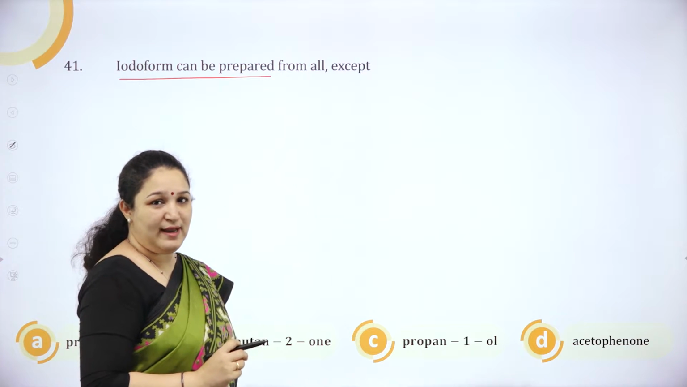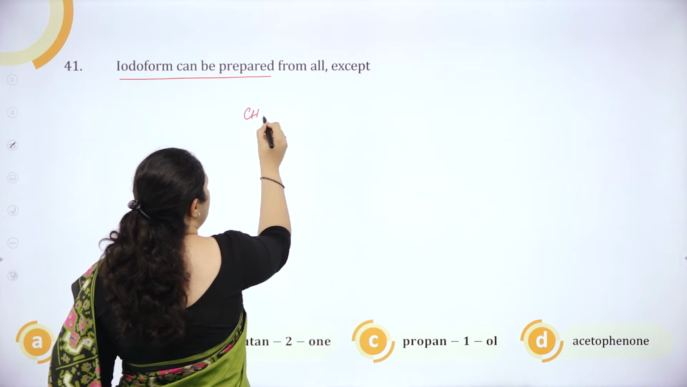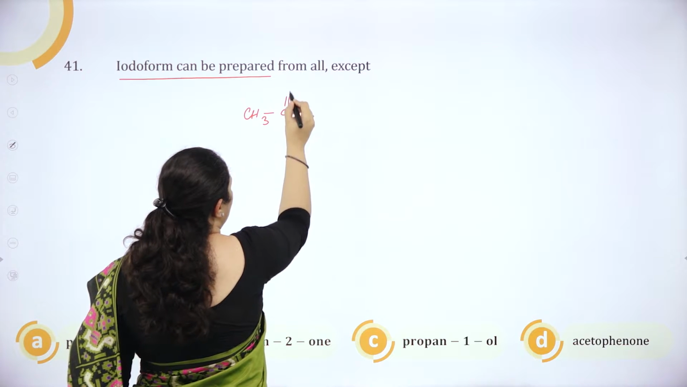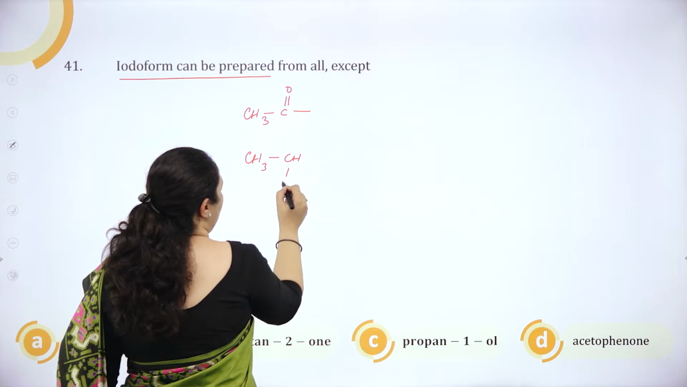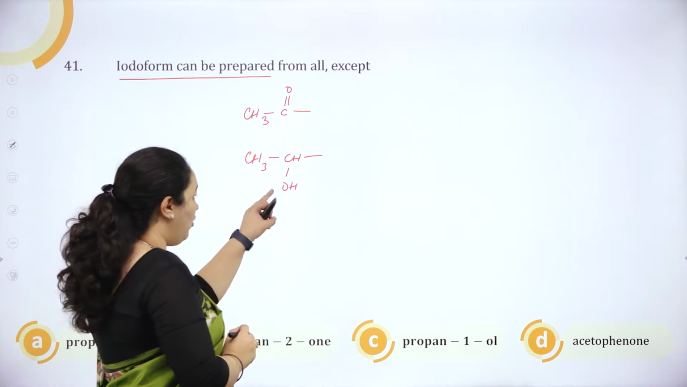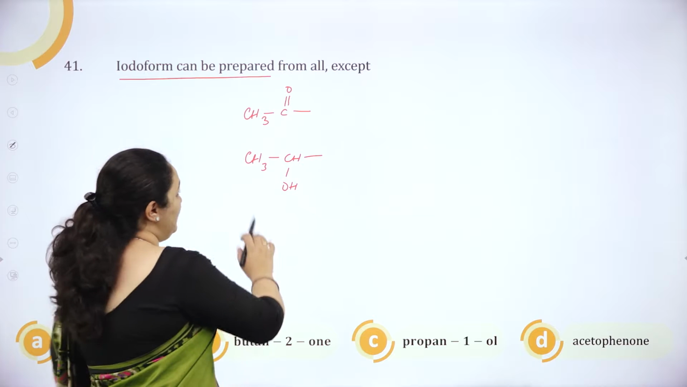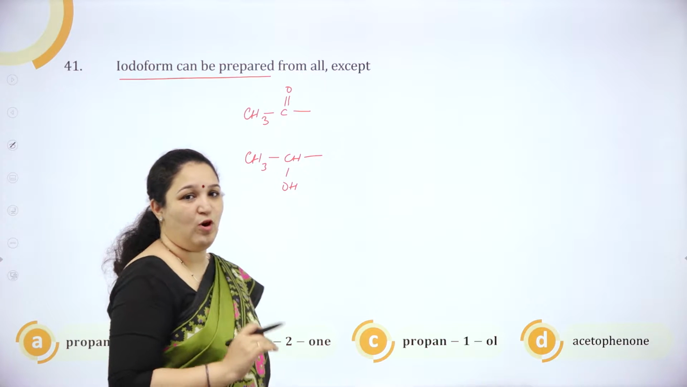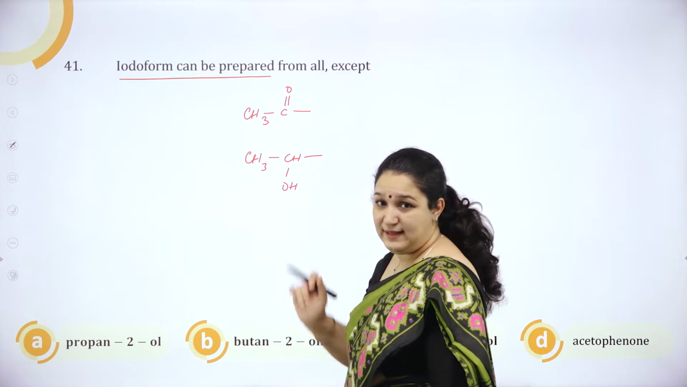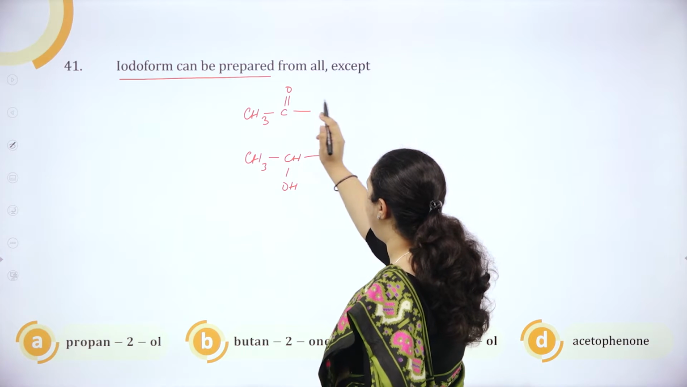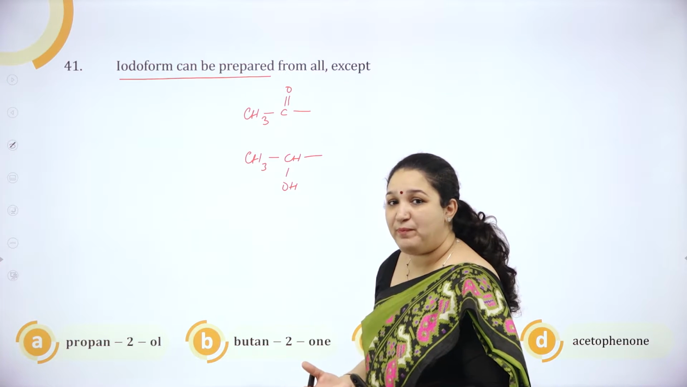So for iodoform reaction, what is necessary? That is, we should have CH3 C double bond O group, or at least CH3 CH OH group. That is, the OH group should be attached to a secondary carbon atom. If these two groups are there, then iodoform can be prepared. We'll see the option in which it is not there, because iodoform can be prepared from all except. So you have to tick the answer from which you cannot prepare iodoform.